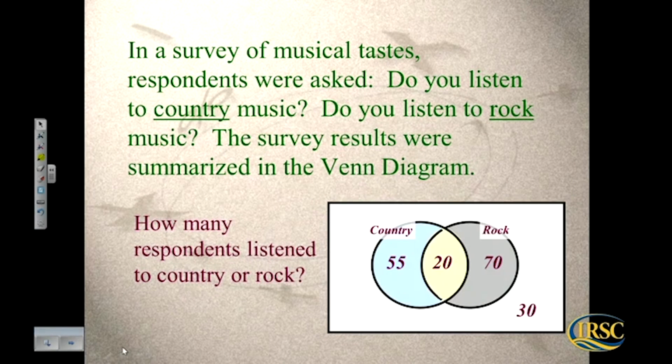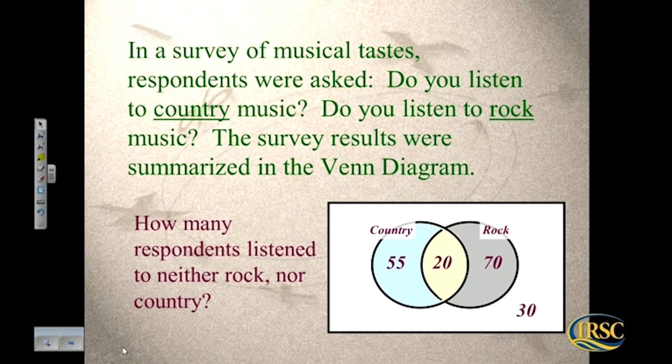Okay, how many respondents listen to country or rock? 145. Okay, so 145 is what I got, good. How did you get that? All three. Okay, so country or rock means everything in both those circles. Good. So 55 plus 20 plus 70.